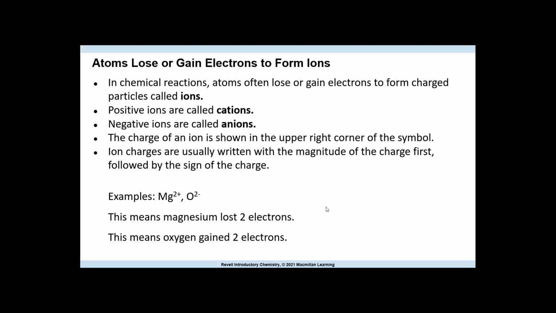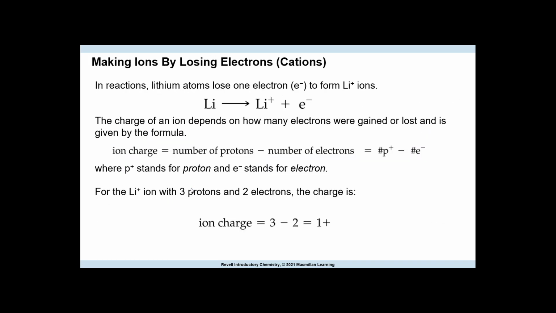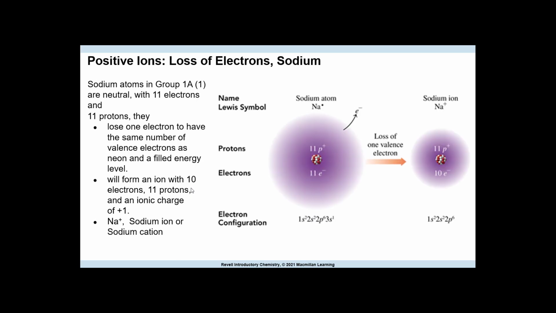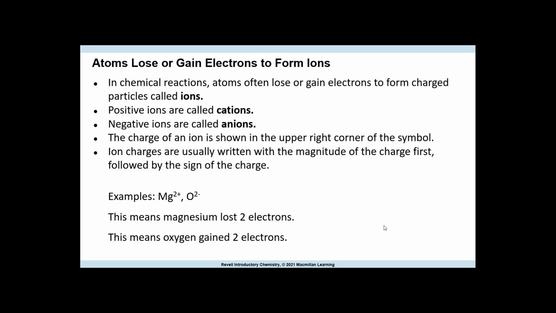Ion charges are usually written with the magnitude first, that means the number, and then the sign of the charge. So for instance, magnesium is written with the 2 plus, and oxygen is written with the 2 minus. This means that magnesium lost 2 electrons and oxygen gained 2 electrons. If you get confused, look at the charges here and understand the number of protons minus the number of electrons. And there's another one here, and hopefully this makes sense. If not, look at the pictures. Look at the balance, the numbers, and that will remind you of why something has a charge. That's why I put these up here, so you can actually look visually at what's happening.